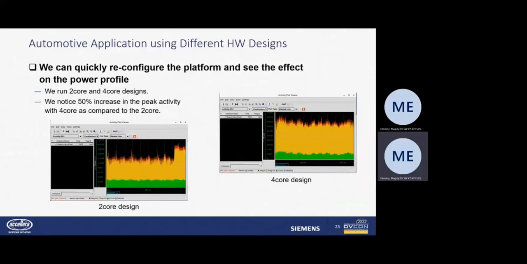In the previous slide, we saw how the activity would change with changing the software. Here we can see how the activity would change with changing the hardware. That's why this is a useful mechanism for co-development of software and hardware. Here we reconfigured the design from 2-core to 4-core, and we captured the activity for both of them. We can notice an increase in the activity of around 50% going from the 2-core to the 4-core design. This is changing, or reconfiguring, the hardware.